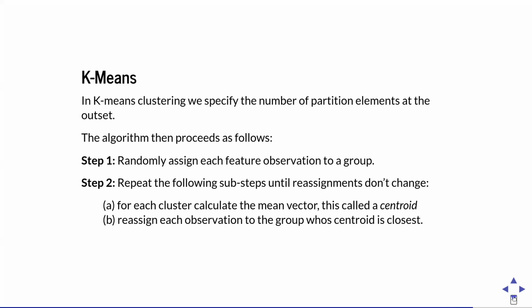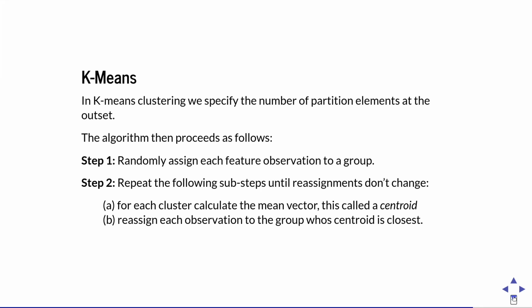And in k-means clustering, this is how we basically proceed. So what you have to do is you have to specify the number of partition elements at the outset. So there's a big question mark: where does that number come from? And probably it comes from some level of intuition about the problem at hand. And that's kind of what I used in the example that we're going to go through in the tutorial.